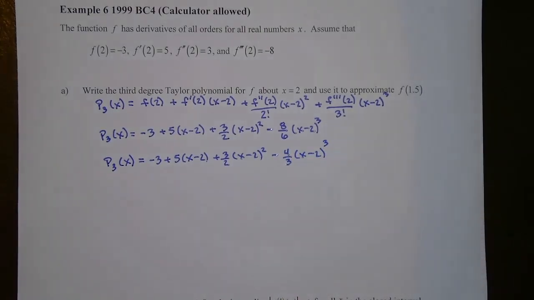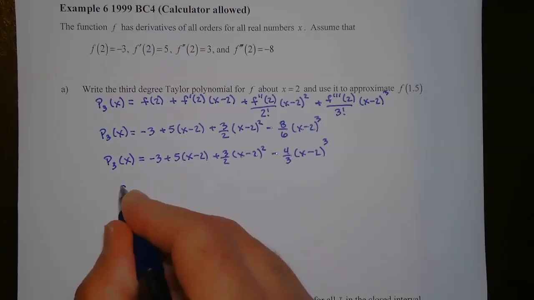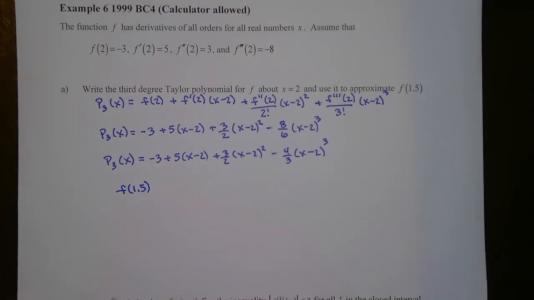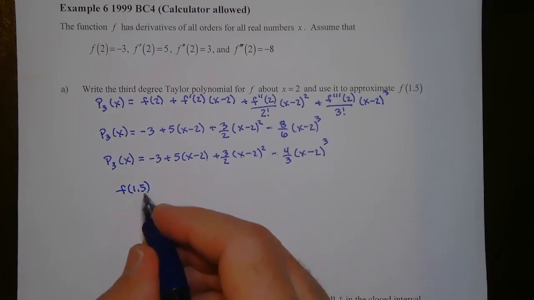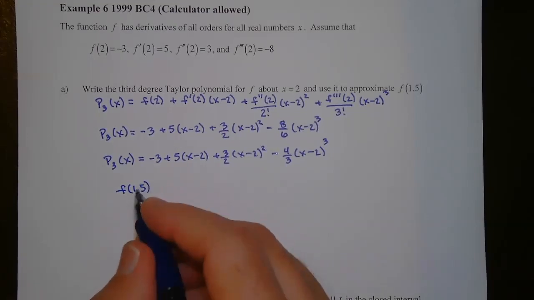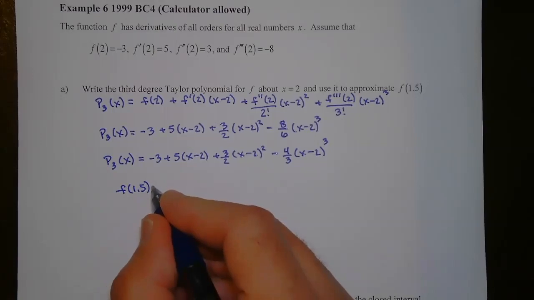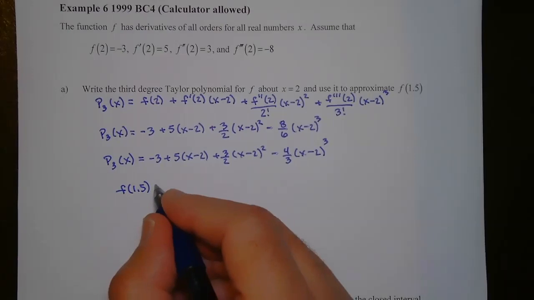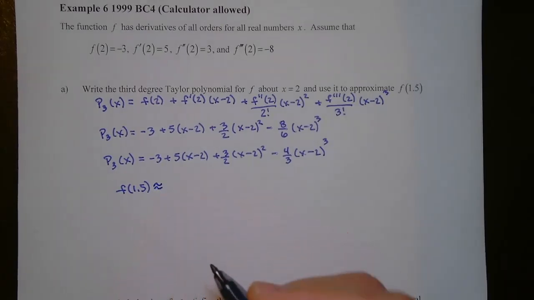All right, so now what we want to do is use this Taylor polynomial to approximate f of 1.5. Okay, so we're going to write f of 1.5. Okay, this is going to be really, really important here, okay? This is not equal to, it's an approximation. It's not one of those where it doesn't matter if you do or if you don't. It really does. They'll take off points if you don't, okay? So this is going to be approximately, all right?